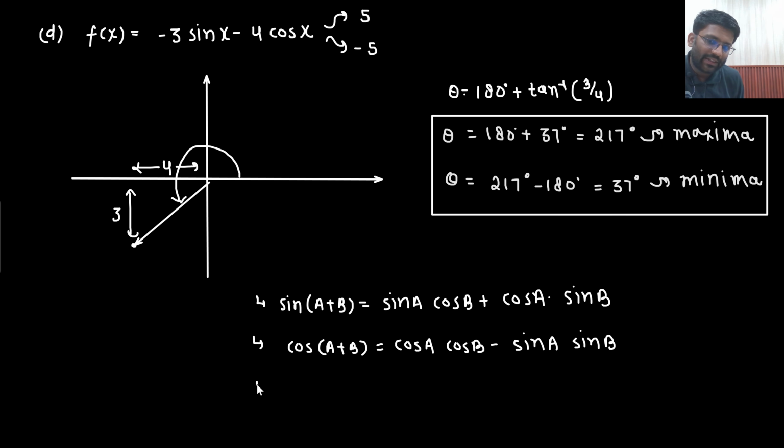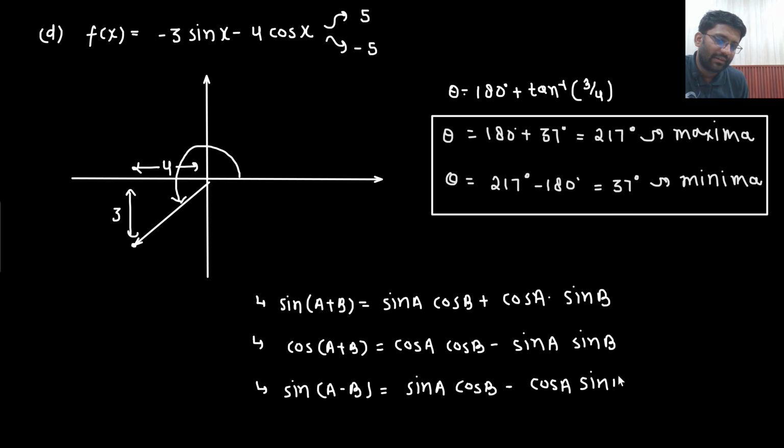Now if there is a negative sign, then you will be able to write down sin A minus B. So what will be sin A minus B? Sin A remains as it is. In place of B put minus B. Then cos will eat up the negative sign. Sin will take out the negative sign. So this positive will become negative.